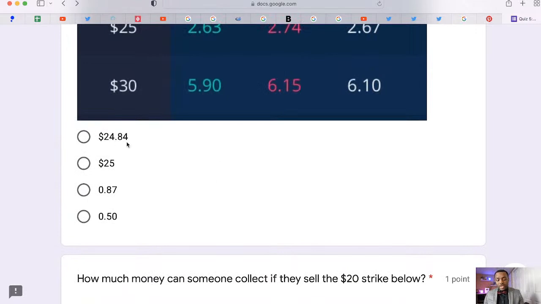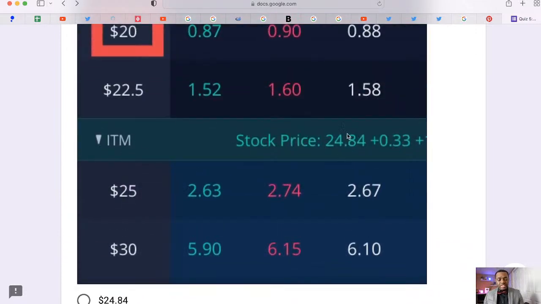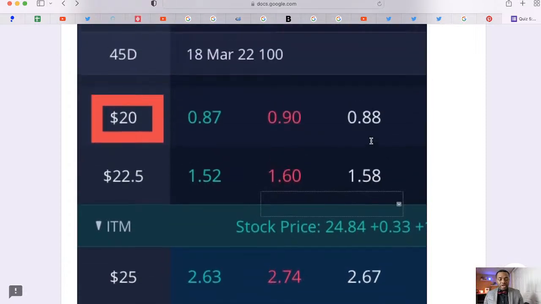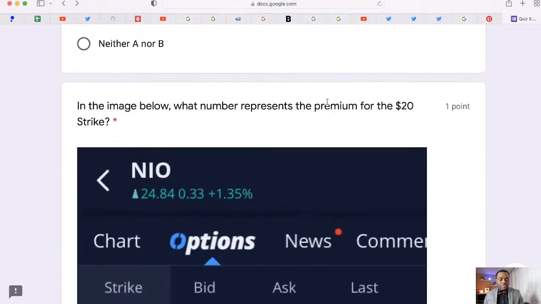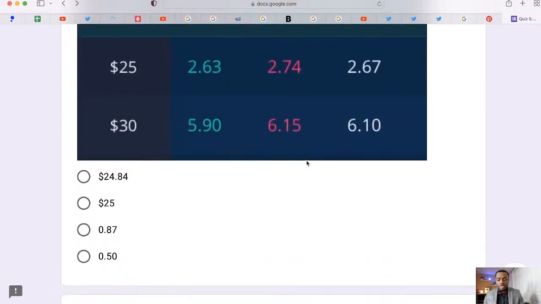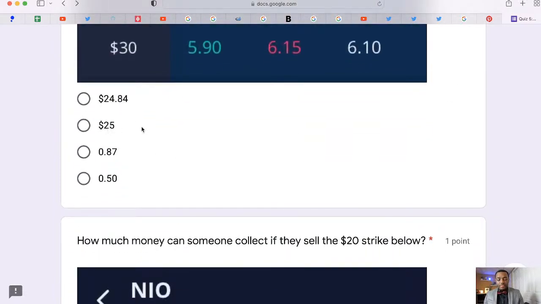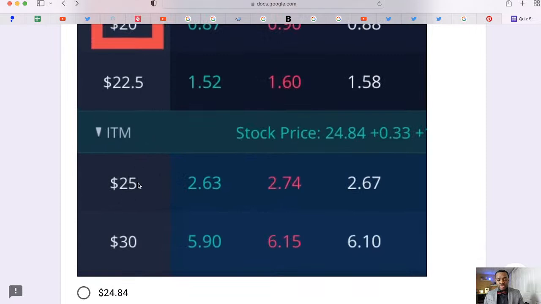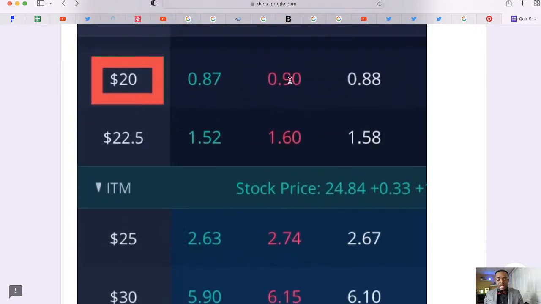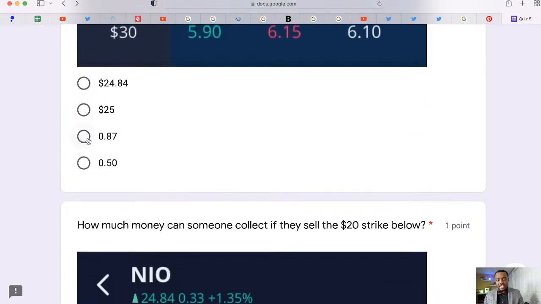So this 24.84, what is that? 24.84, that's the price of the stock right now. The stock price is 24.84. That's not the premium, right? We're looking for the premium for the $20 strike. Okay, so we have this 25. That's a strike price, but that's not one of these 3 numbers. It's not a premium. So then we have this 87 right here.